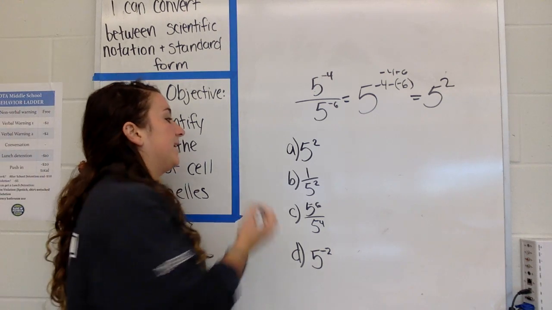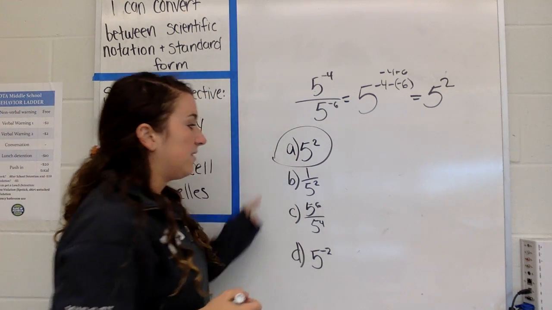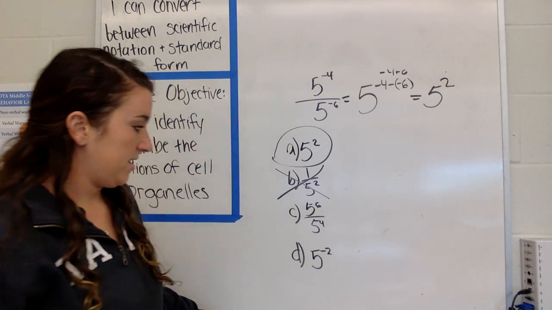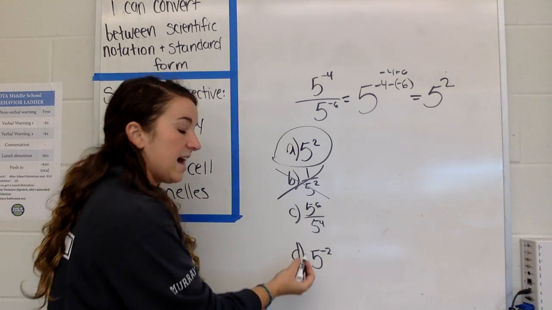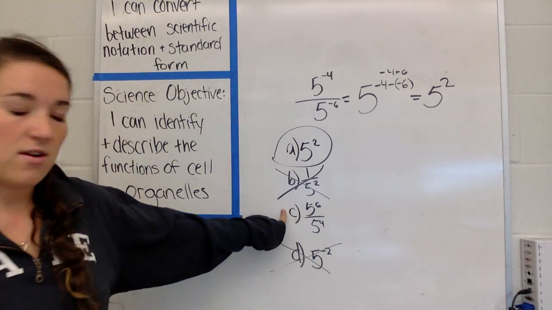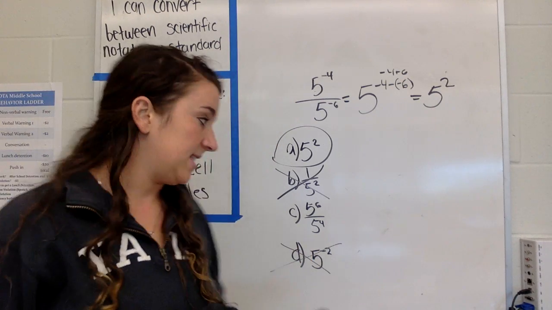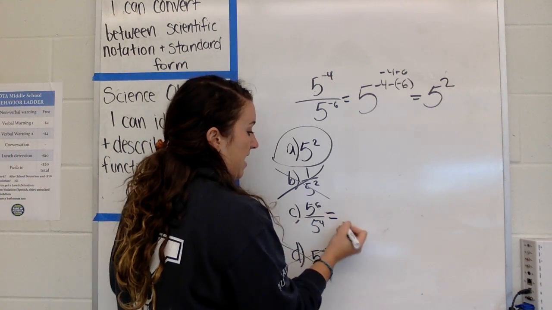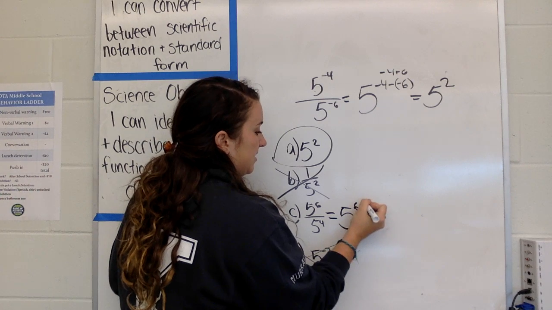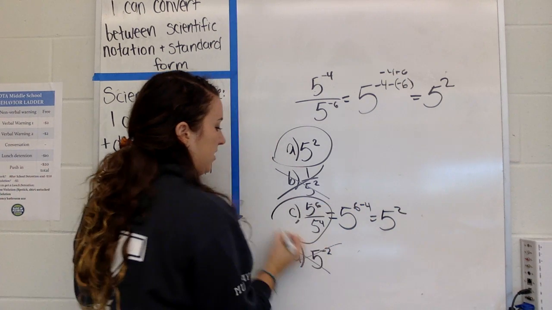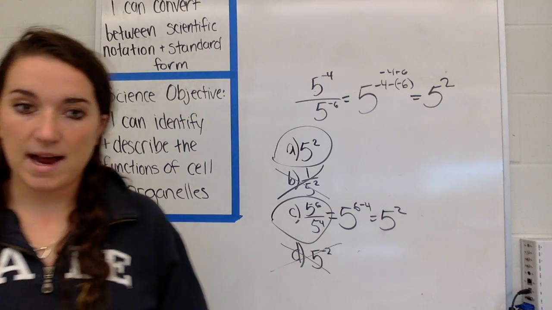All right, going through my answer choices, A is correct. 5 squared is not the same as 1 over 5 squared. 5 squared is not the same as D, 5 to the negative second power. The only other option I have is C, and let's simplify it. I am dividing again, so I can subtract my exponents. 6 minus 4, which equals 5 squared. So C is correct as well.